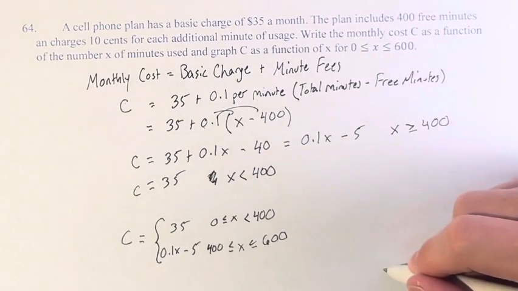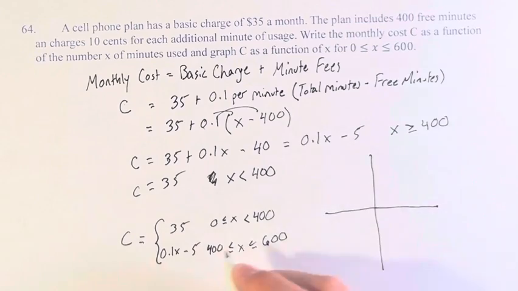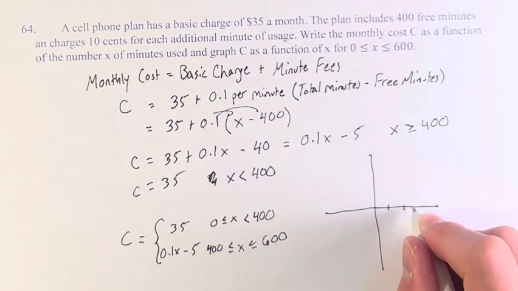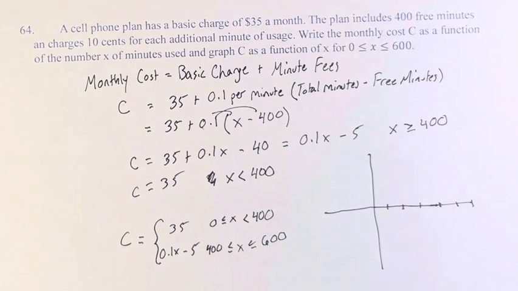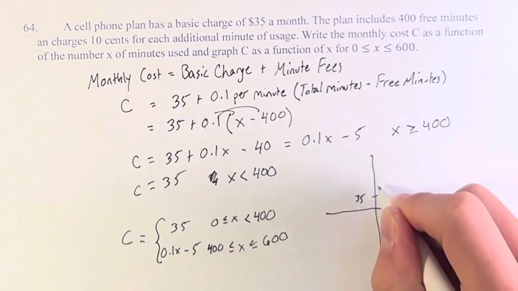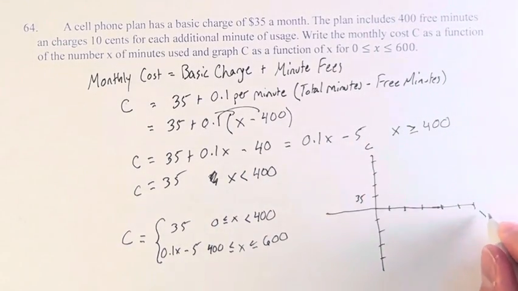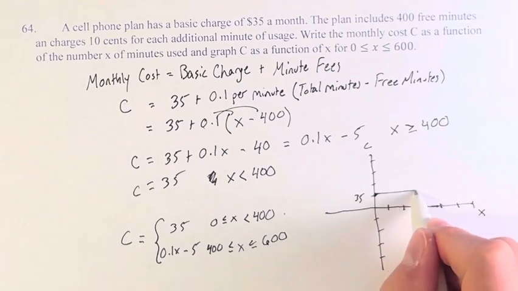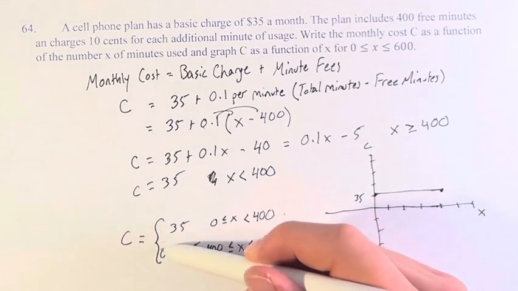Now we can just graph it. It doesn't have to be perfect, but on the x-axis, we're going to have minutes used, so we can do 100, 200, 300, 400, 500, 600. And from this, we can say, okay, say this is 35, and this is C over x. From 0 to 400, we have just a constant 35. And here we have a line 0.1x minus 5.